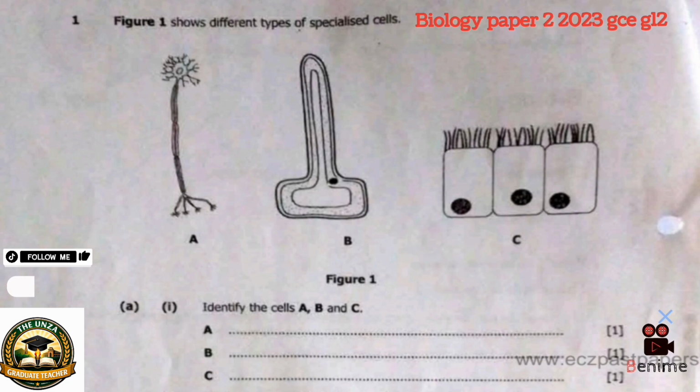In today's lesson, we are looking at a question which came in Biology Paper 2, 2023 GCE Grade 12 exam. It was question 1 in section A. It said figure 1 shows different types of specialized cells. There were A, B, C in figure 1.